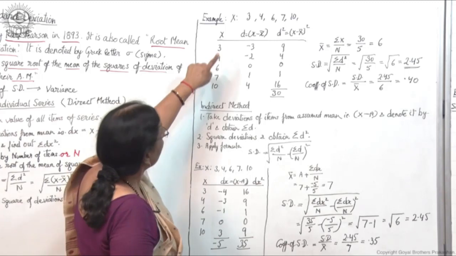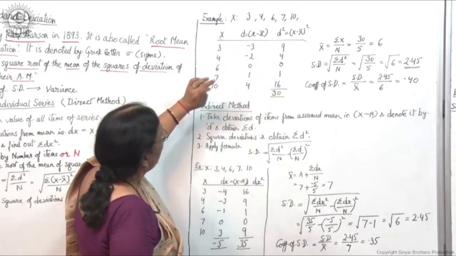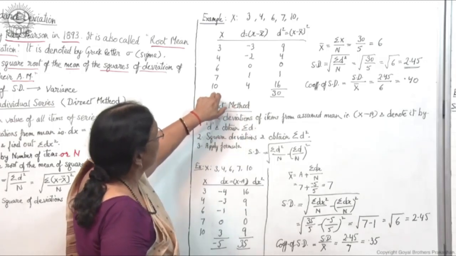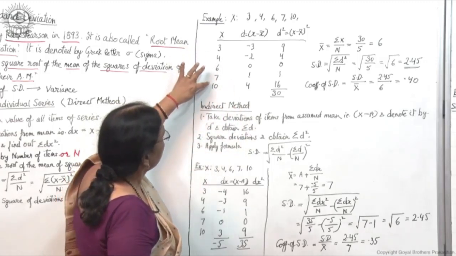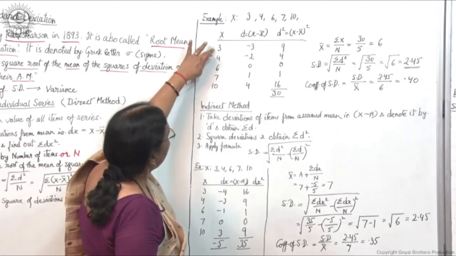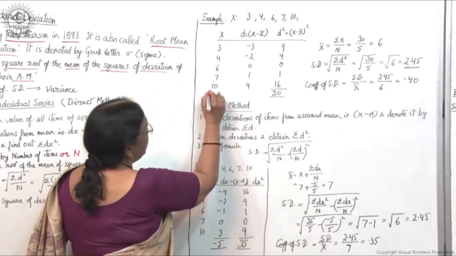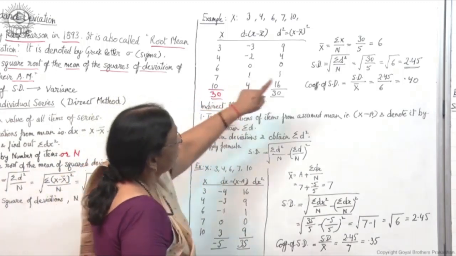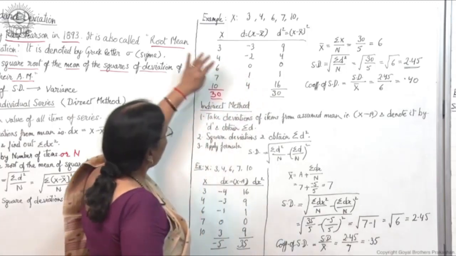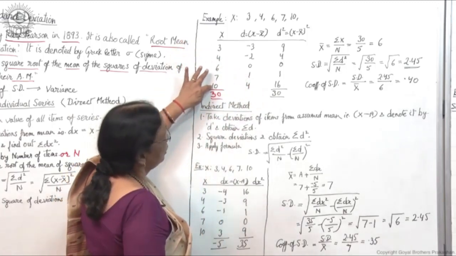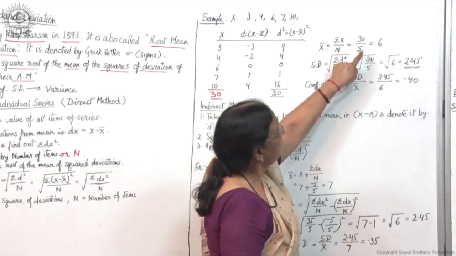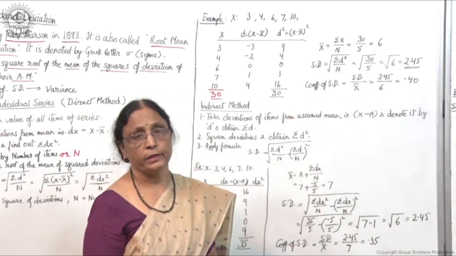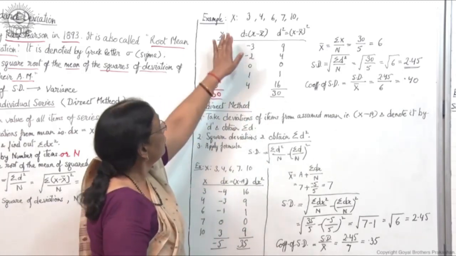This is given to you, 3, 4, 6, 7, 10, and then you have to calculate x bar. Now sigma x, this is 10, 20 and 30. The total sigma x is 30 and n is how many items? 1, 2, 3, 4, 5. So 30 upon 5 is equal to 6. So x bar is equal to 6. This is the actual mean of the data given here.